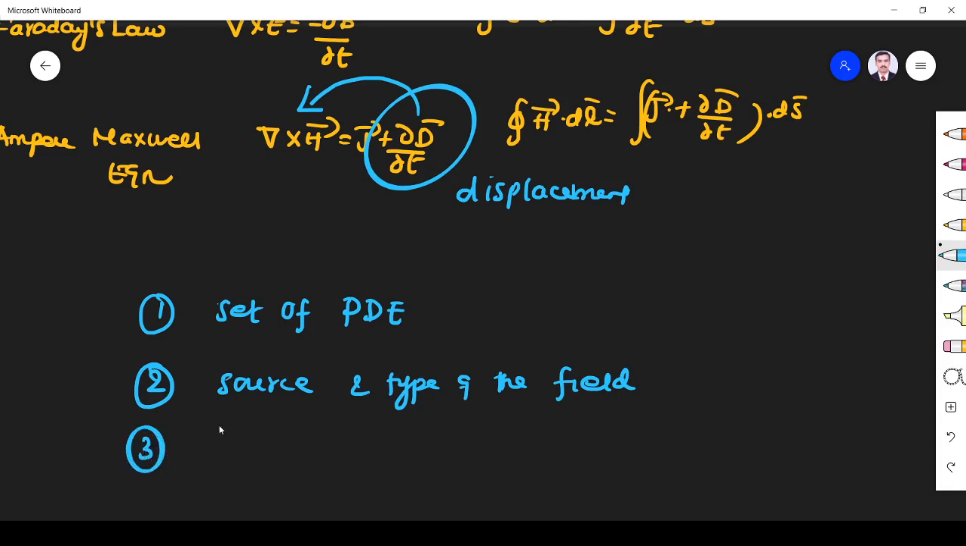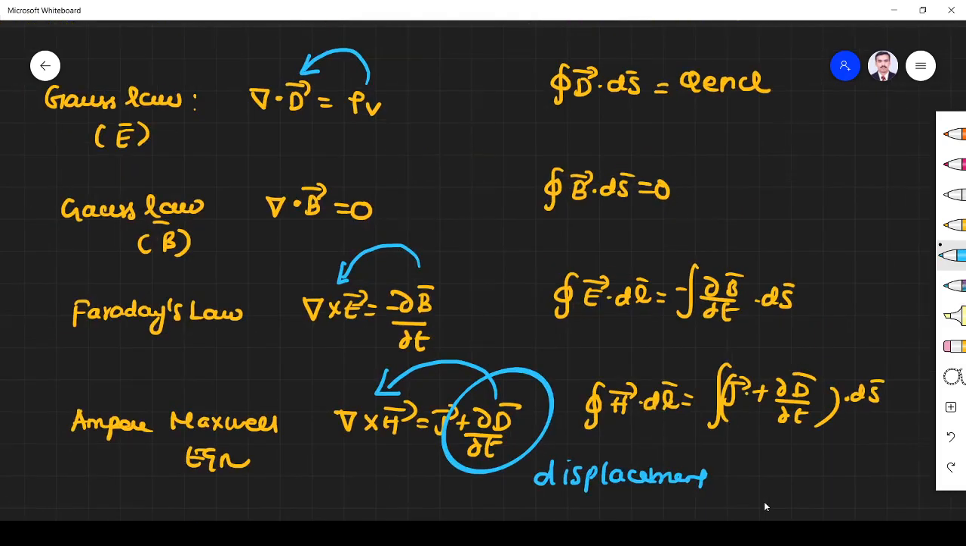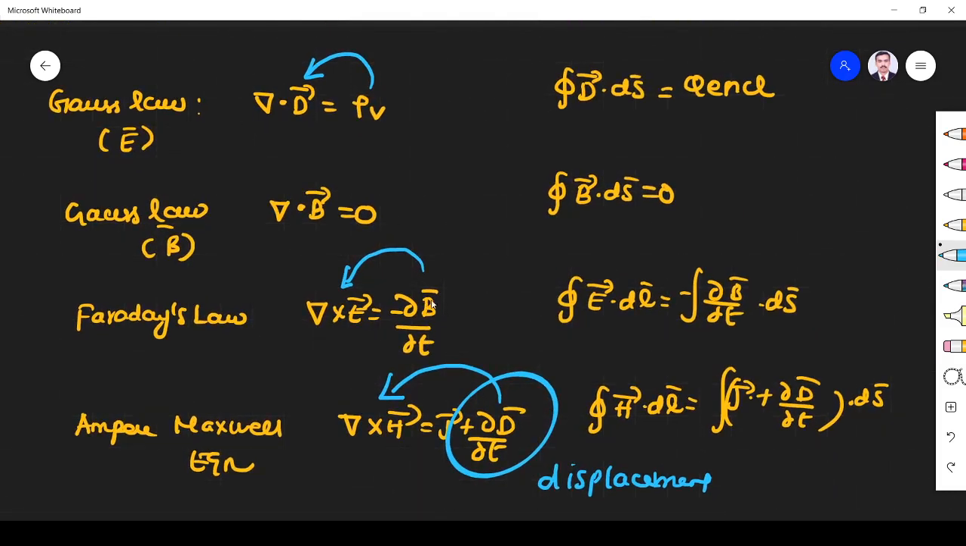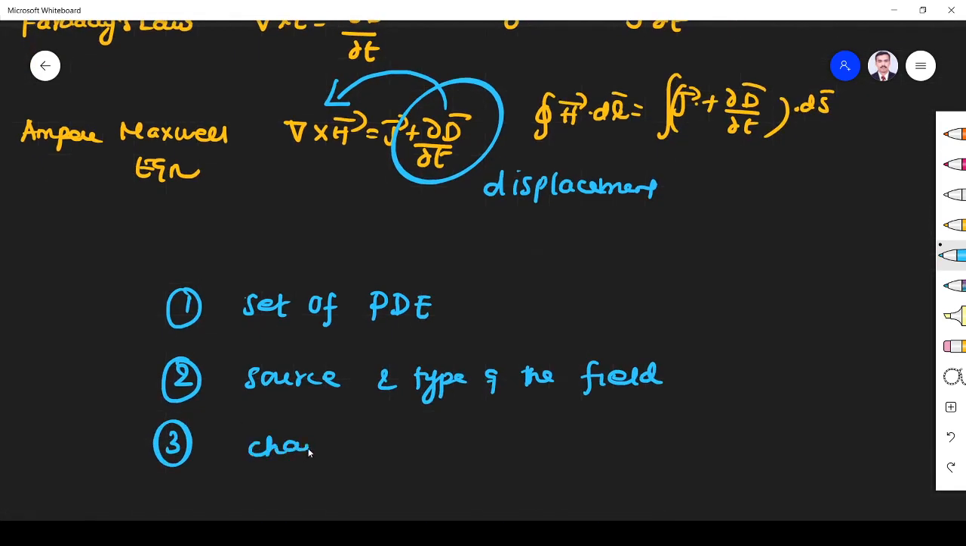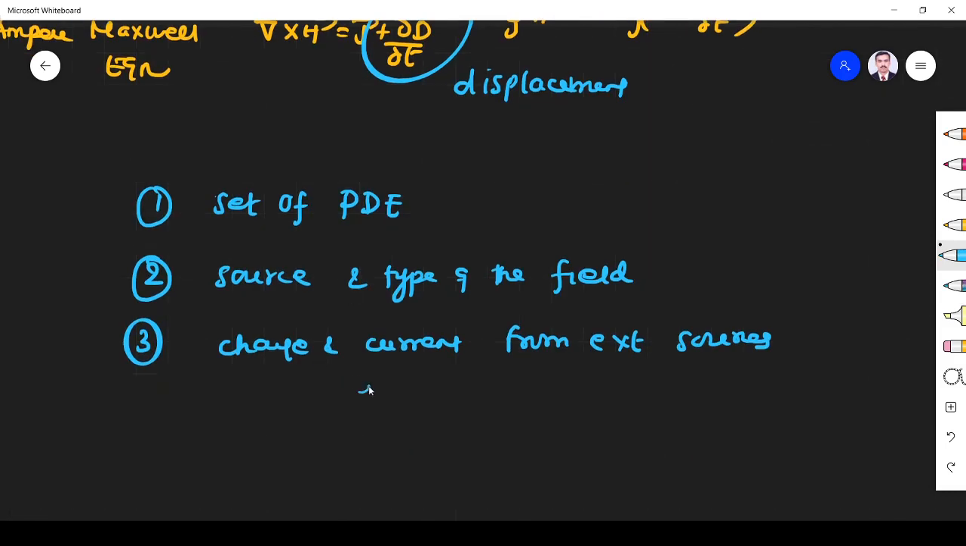Third one, from Maxwell's equation what we understand is that charges and current from external sources generate electric and magnetic field. You see again charge and current, right? The changing magnetic field is created by current. So charge and current from external sources, everything I explained in individual videos, generate E and H. That is what we understand from Maxwell's equations.